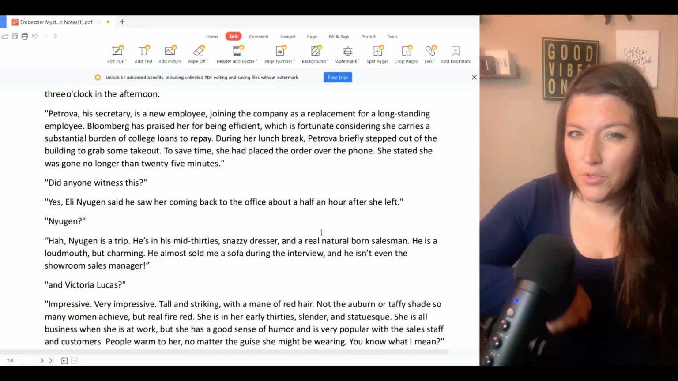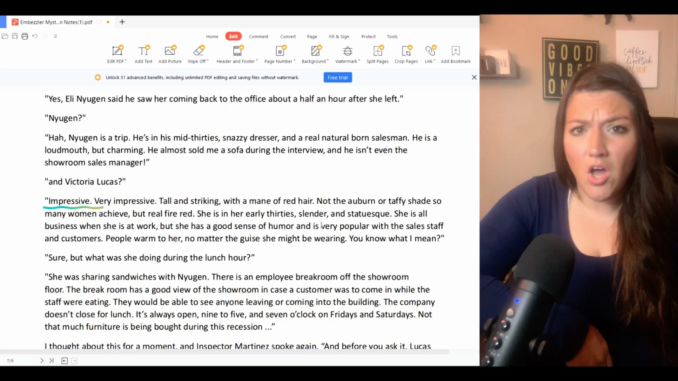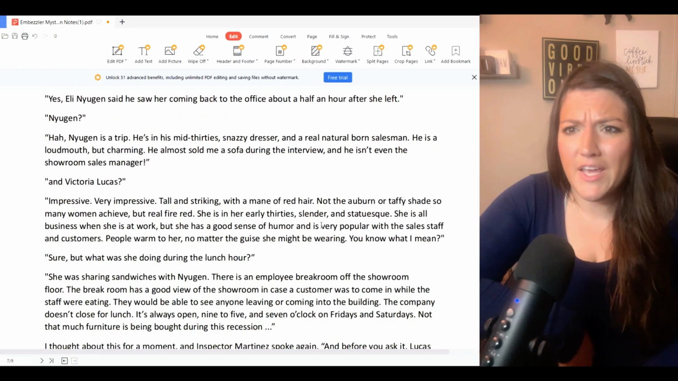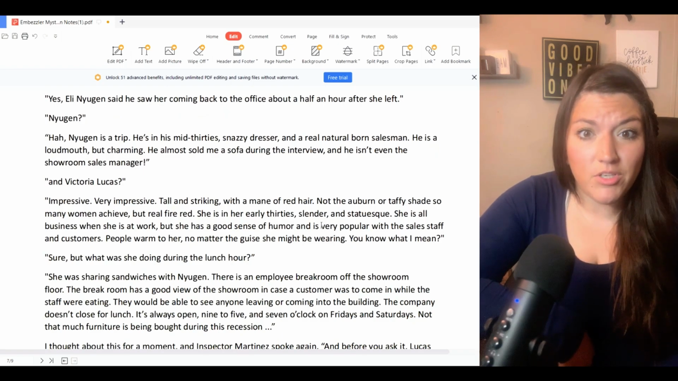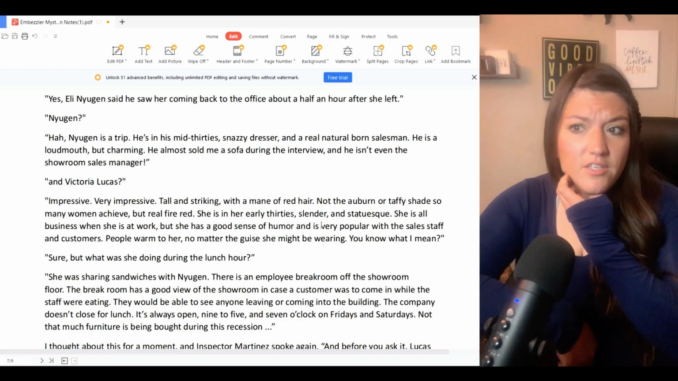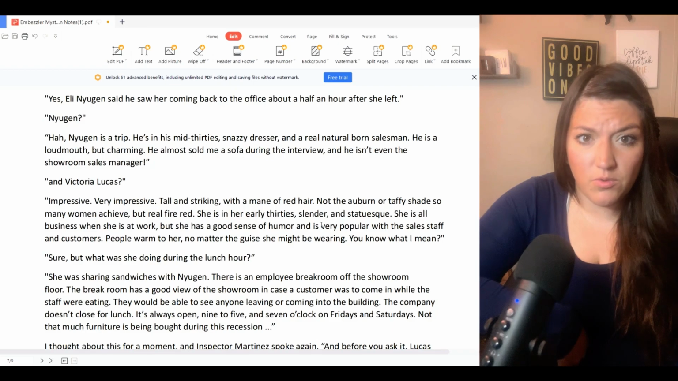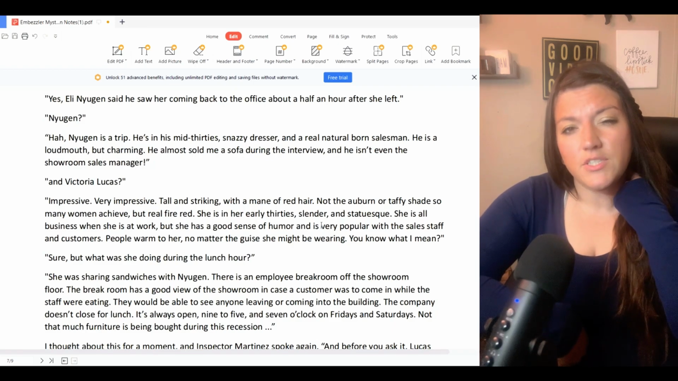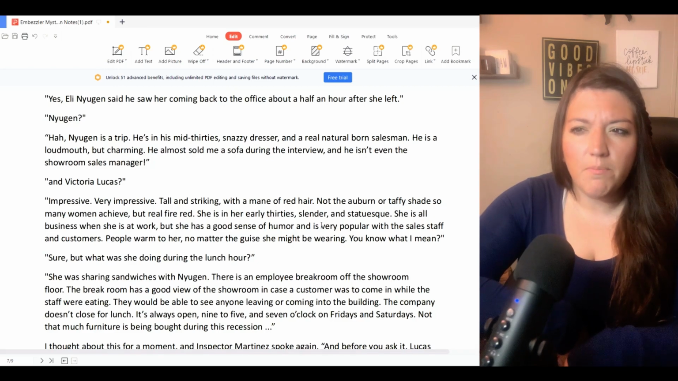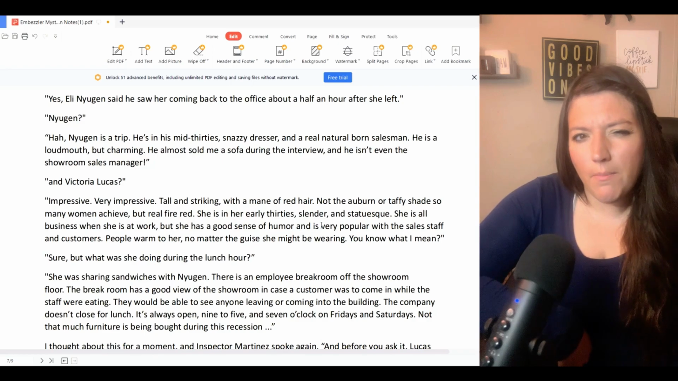And Victoria Lucas? Woo! Impressive. Very impressive. Tall and striking, with a mane of red hair. Not the auburn or taffy shade so many women achieve, but real fire red. She is in her early 30s, slender and statuesque. She is all business when she's at work, but she has a good sense of humor and is very popular with the sales staff and customers. People warm to her, no matter the guise she might be wearing. You know what I mean?